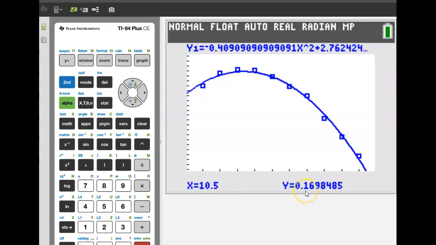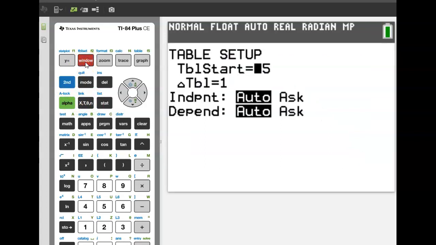It is in my window just barely. I got 0.1698. Sometimes it's not in the window and then you have to change your window. But the other way, everybody do this. Go to second window, and change it to Ask Auto again. We did this before. Second window, Ask Auto. Everybody needs to do this so that later when you're doing a question, it's in this mode.